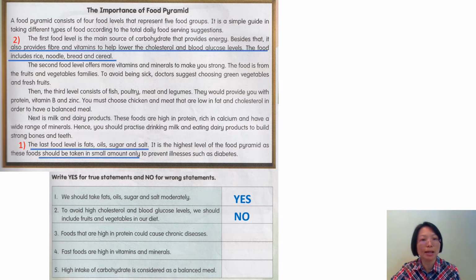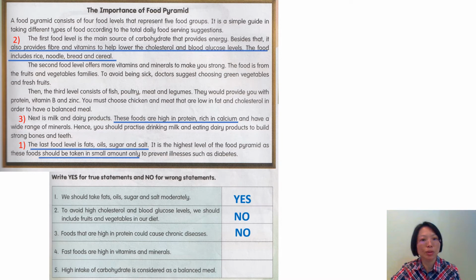Okay, now let's look at statement number 3. Statement number 3 here says, foods that are high in protein could cause chronic diseases. Okay, so what is the answer? The answer is no. Okay, where do we get the answer from the passage? Okay, I number here 3. Here it says that these foods are high in protein, rich in calcium.